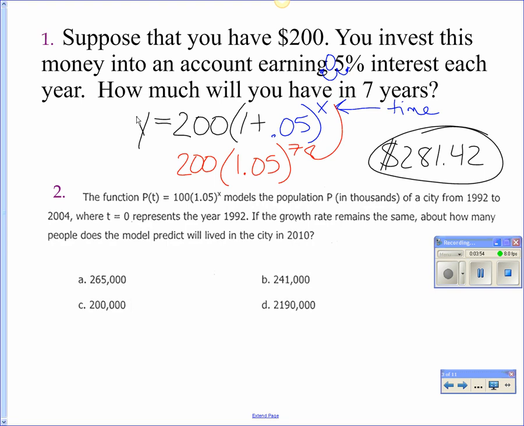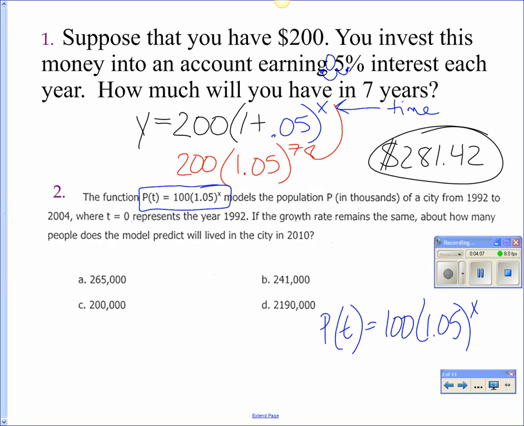Okay, so they've already written the function for you. So let me write it here bigger and a little darker. So p of t equals 100, 1.05 to the x. They've already written, and that should have a t actually, instead of an x. Okay, they've already written the function for you. That part's done. Do we agree with that? Okay, what is the question asking? What's the question asking for?